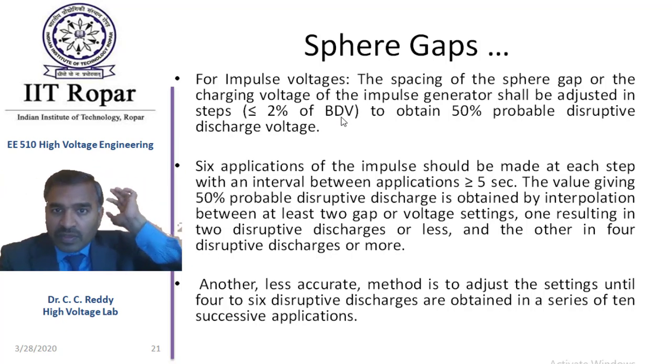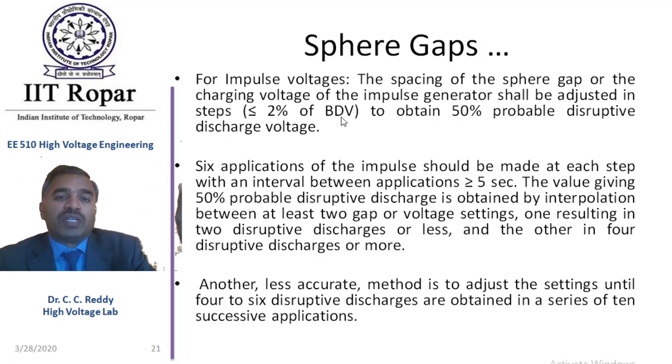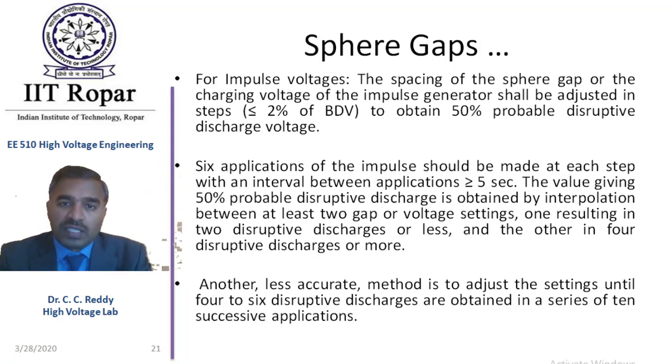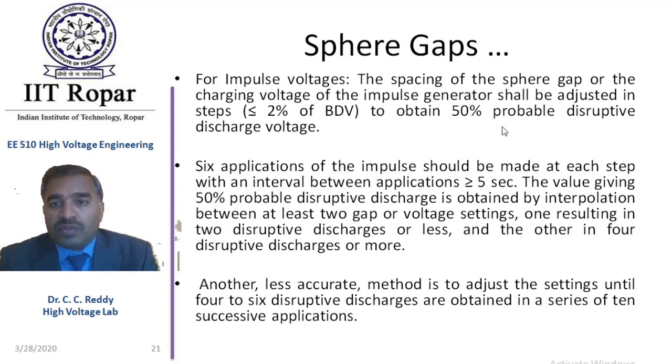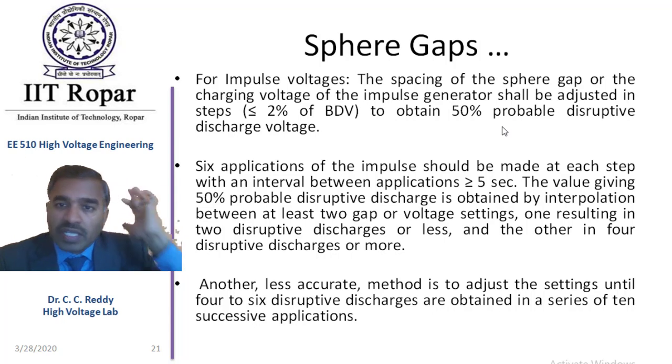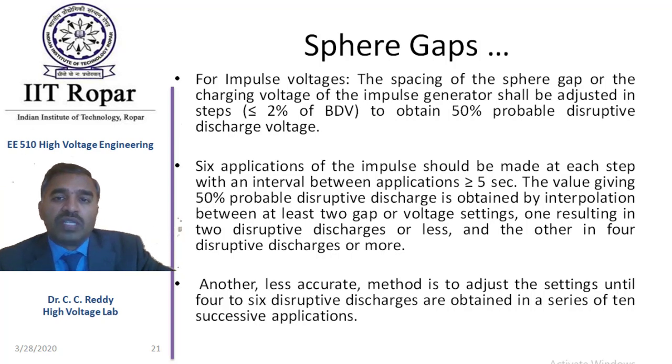If it is spacing, you can reduce the spacing in steps, or if it is voltage, you can increase or decrease the voltage in steps. Those steps should be chosen in such a way that they are less than or equal to 2% of the nominal breakdown voltage expected, to obtain the 50% probable disruptive discharge voltage. So, if we apply a certain number of shots, the probability that 50% of the time it breaks is the value of impulse breakdown voltage or peak voltage that needs to be taken into account here.